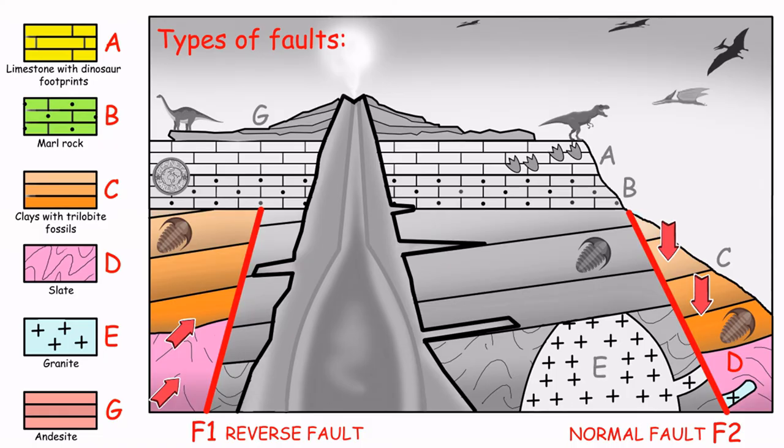Types of faults. F1. Reverse fault. Result of tectonic forces that materials move up the fault plane. F2. Normal fault. Result of a strain and adjustment of the land.